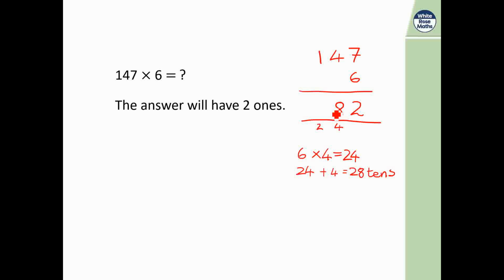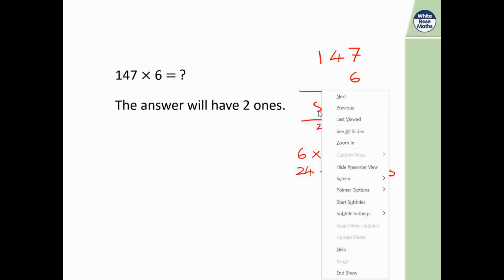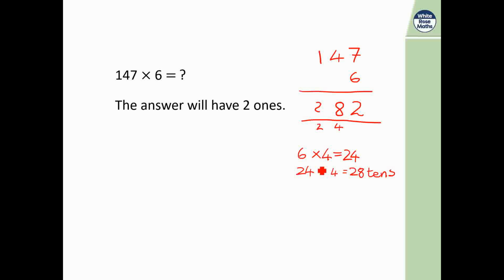6 times 1 is 6, but I have to add the 2, which gives me 8. Oops. Okay, there we go. Let me try again. There. Right, moving on. This one, I'll do it here. This time we have 3, 8, 3 times 2. I have to do the times sign here. I don't know if I'll have enough space. That wasn't good. I'll have to rub it out.